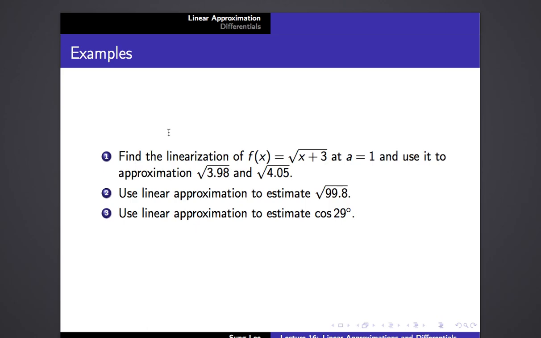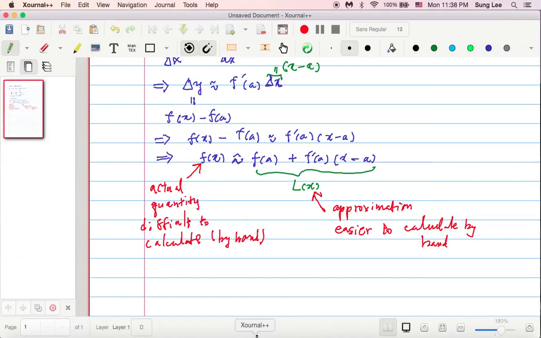We are going to go over the following three examples, one at a time. The first example is: find the linearization of f of x, which is given by the square root of x plus 3, at a equals 1, and use it to approximate the following two quantities: the square root of 3.98 and the square root of 4.01. To work on it, let's get to my notepad.